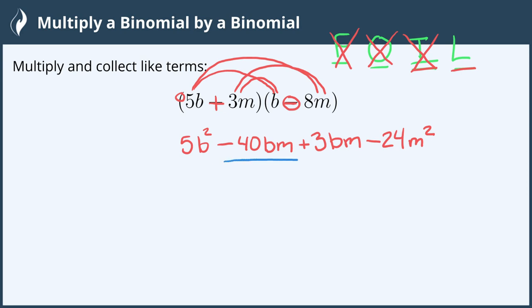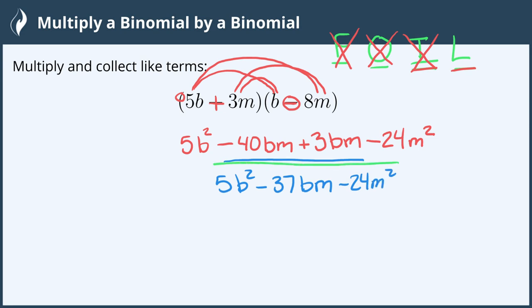And since we have two that have the variable makeup exactly the same, b and m, we can combine those. Minus 40 plus 3 gives us a minus 37. And we keep the variable makeup of bm. And nothing could combine with the 5b squared or the 24m squared. So this is as simplified as our product can go. And we are now down to a trinomial, and we're all done.